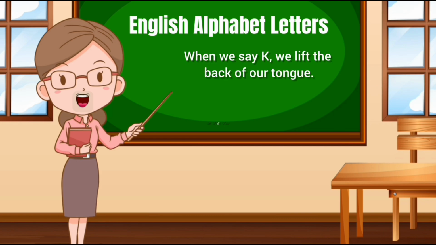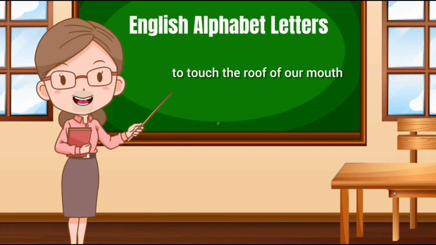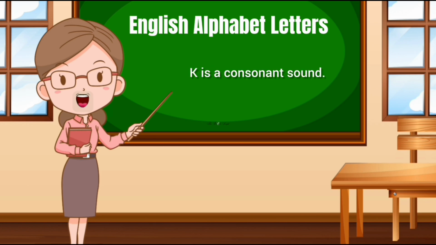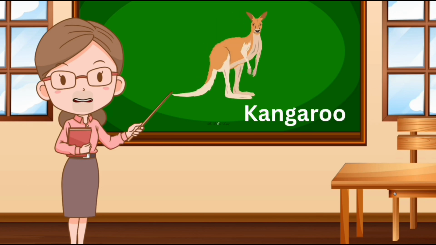When we say K, we lift the back of our tongue to touch the roof of our mouth and then let the air pop out. It's a strong, clear sound that helps create lots of fun words, making everything feel a little more exciting. K is a consonant sound. K sound is used for the word kangaroo.